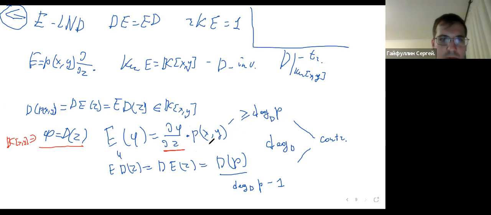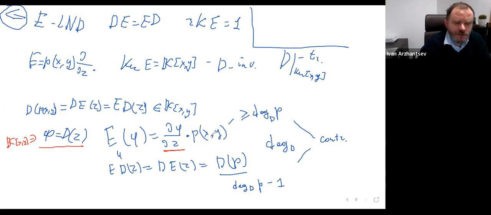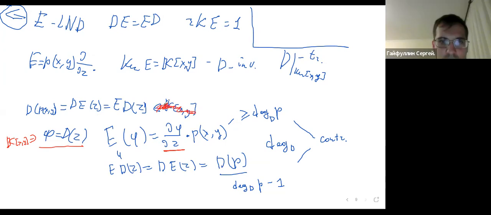No, I don't understand this line. D of P equals D E of Z equals E D of Z, and this should belong to the polynomial ring in X and Y. I just erased it. That was a mistake. D from E from Z is equal to P. So we have this line.